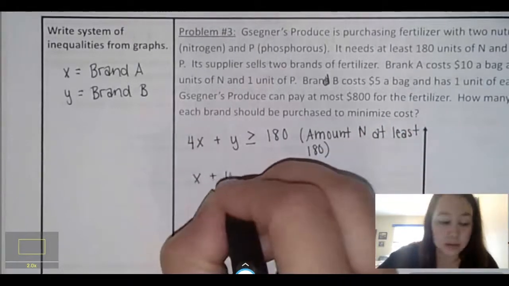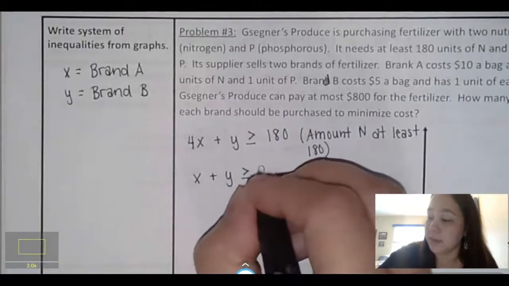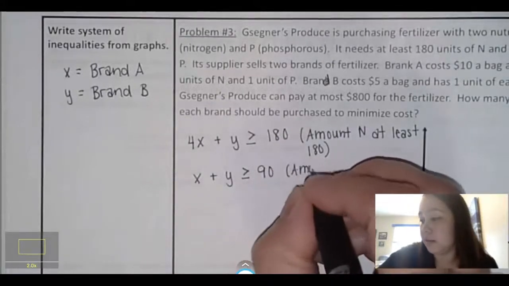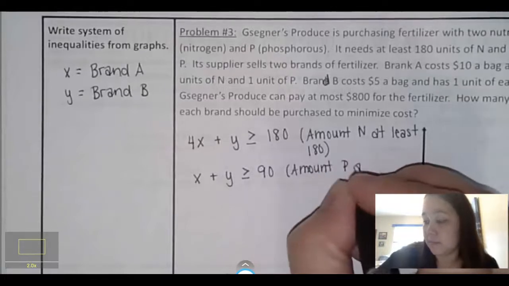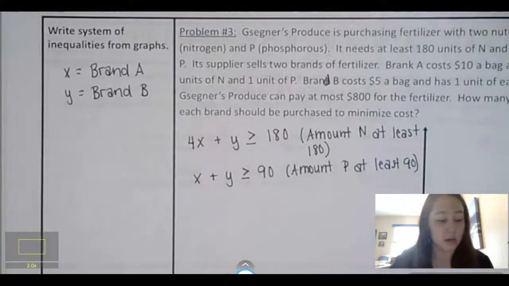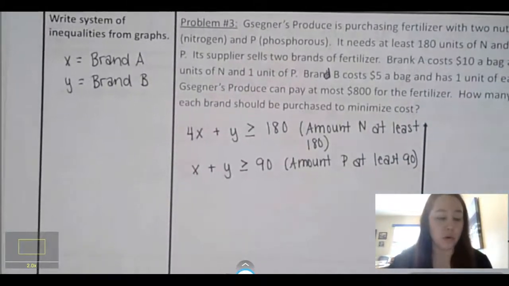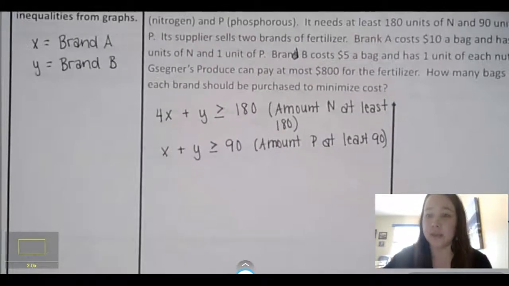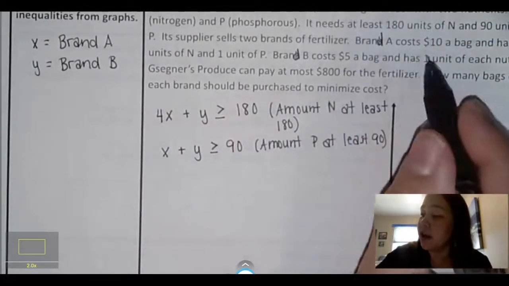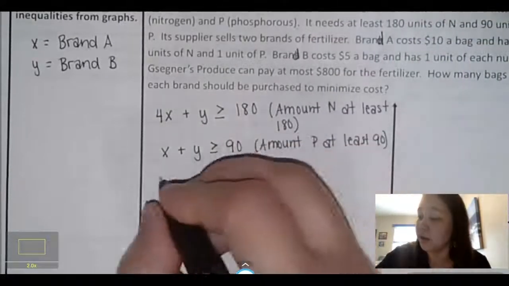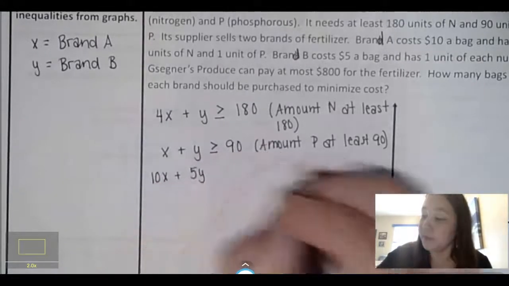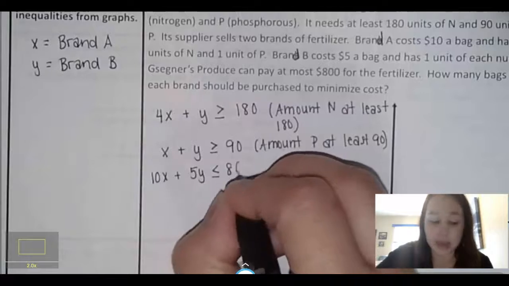Likewise, P has to be at least 90, and there's 1 unit of P in each of these. We know that brand A costs $10, brand B costs $5, so 10x plus 5y, they can spend at most $800.